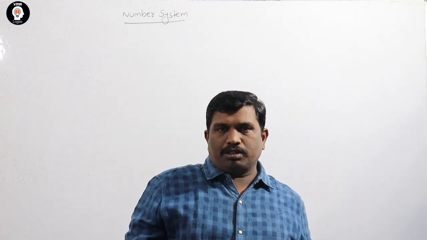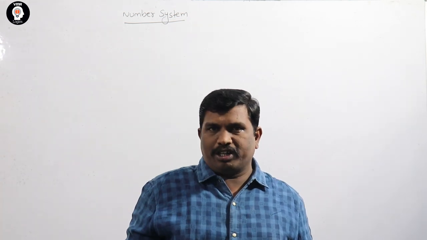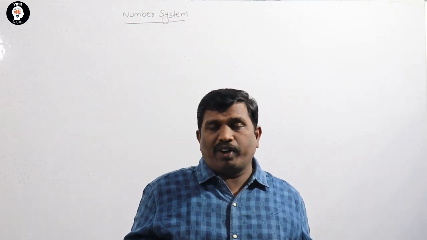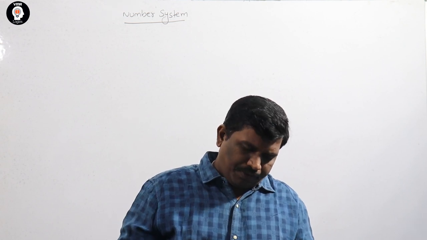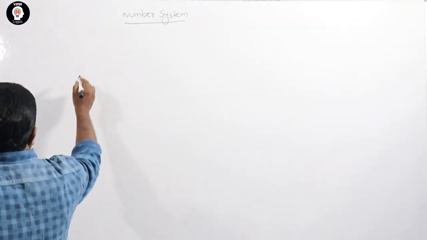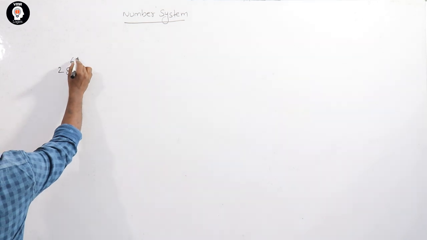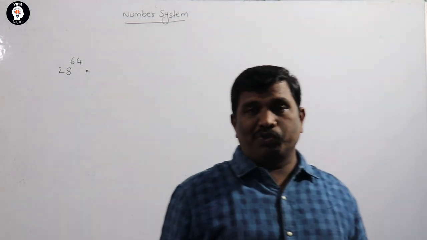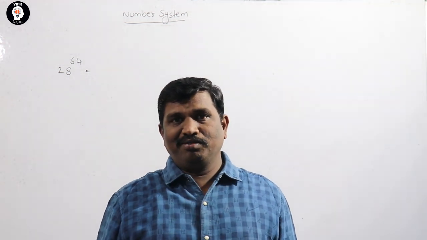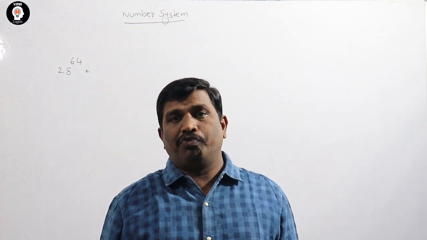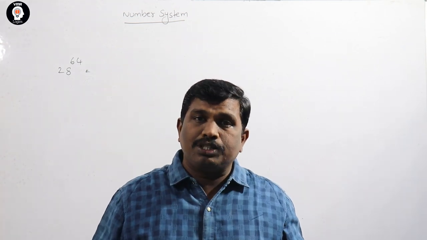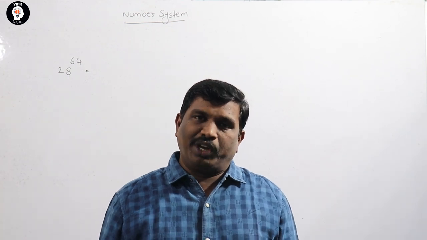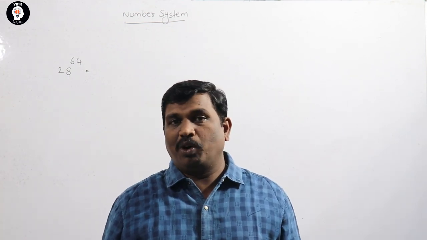Now, an extension of that: again, find the last two digits in the product. Now observe the question, for example, 28 power 64. I want the last two digits of 28 power 64. Come on guys, how do you solve 28 power 64? I just need the last two digits.